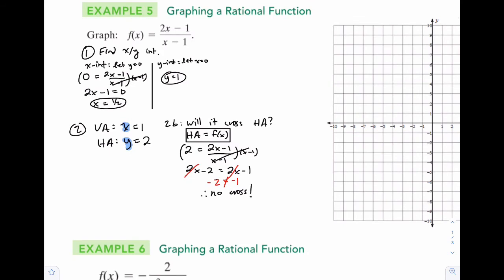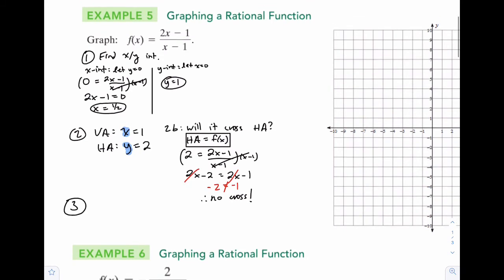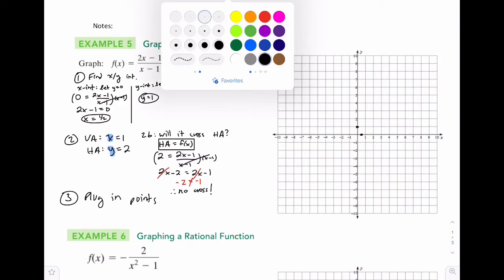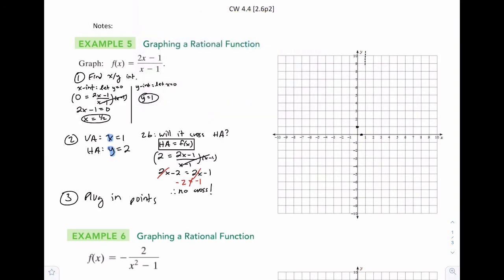Very important to understand that. And the final step, once we have all this information, you're simply going to plug in points. So let's graph. We have a couple intercepts. Our x-intercept is a half, so I'm going to put that in right here. And our y-intercept is 1. And then we have a vertical asymptote of 1 and a horizontal asymptote of 2. So let's draw that in here.